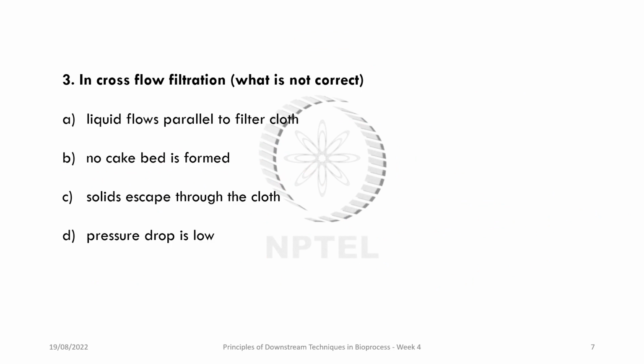Okay, I'm going to proceed to question 3. In cross flow filtration, what is not correct? Liquid flows parallel to filter cloth, no cake bed is formed, solids escape through the cloth, and pressure drop is low. Think about it. I'm just going to draw a schematic here.